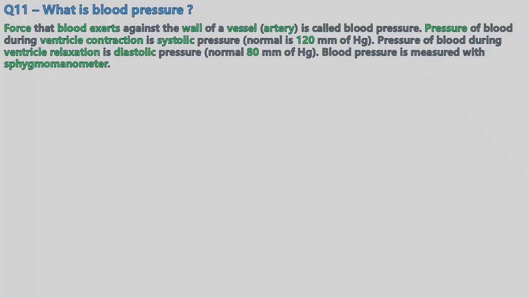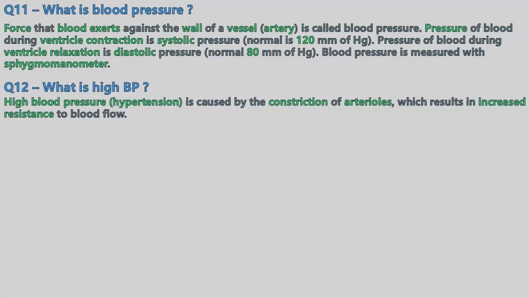Blood pressure is measured with a sphygmomanometer. Sphygmomanometer, S-P-H-Y-G-M-O-M-A-N-O-M-E-T-E-R. That's the device used to measure the blood pressure. What is high BP?